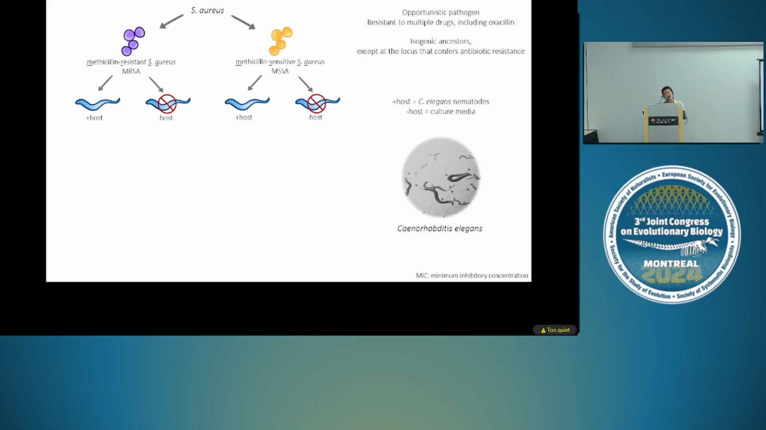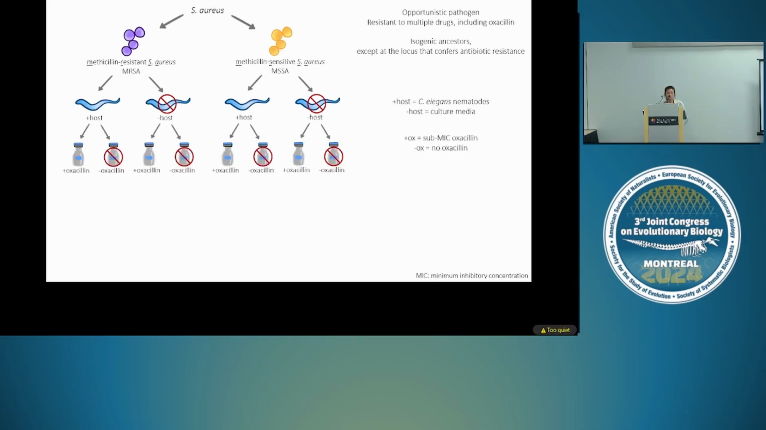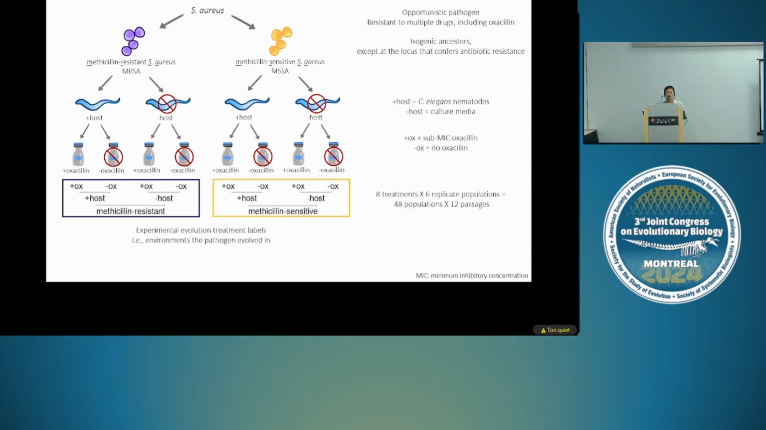The host that we used was C. elegans nematodes. C. elegans has been used as a model system to study virulence factors in staph. We divided these populations up even further and evolved half of them in the presence of sub-MIC oxacillin and the other half without oxacillin. And so our overall experimental framework is that we have 8 treatments with 6 replicate populations each that we passaged 12 times. We have methicillin-resistant staph that were passaged in the presence or absence of sub-MIC oxacillin with or without a host, and the same for the methicillin-sensitive group.